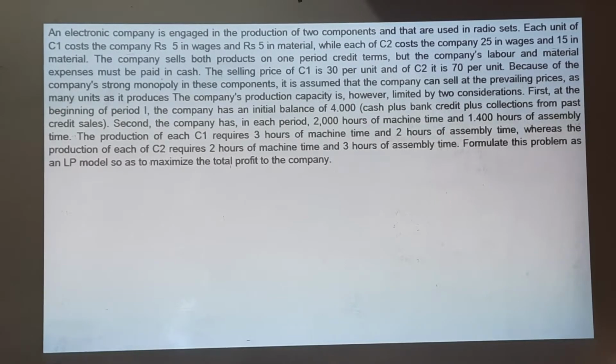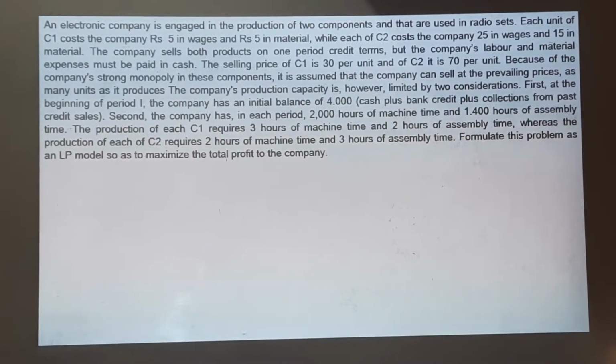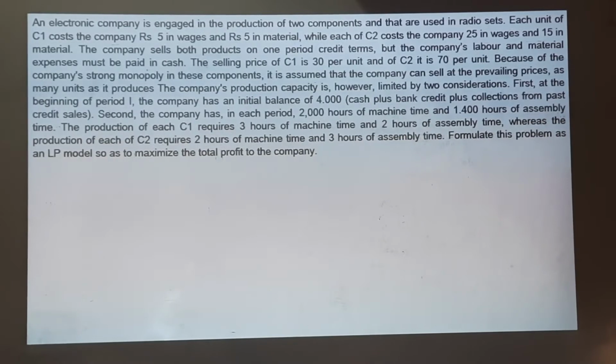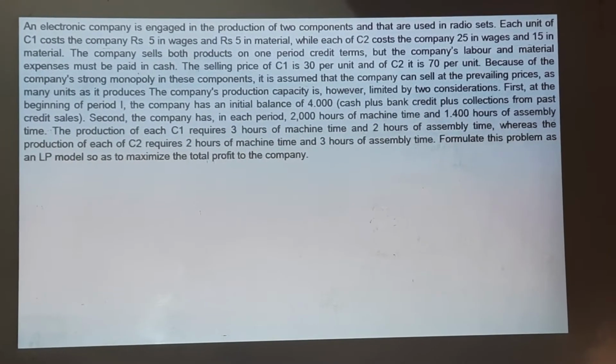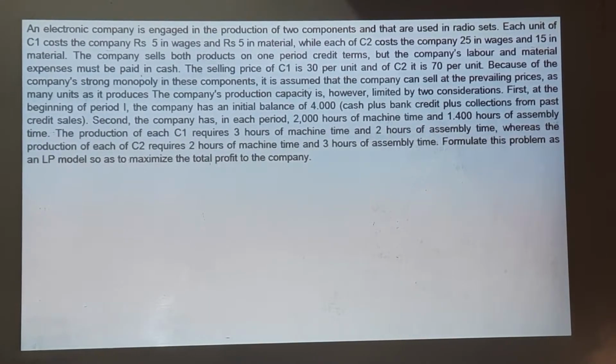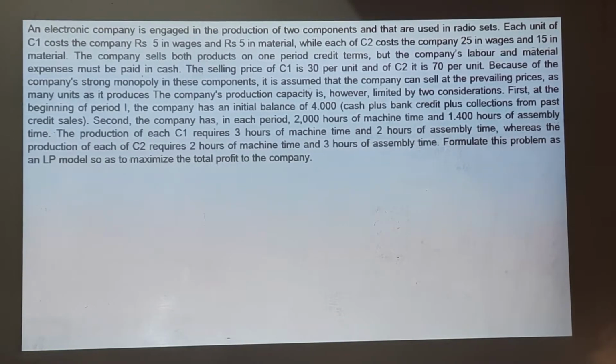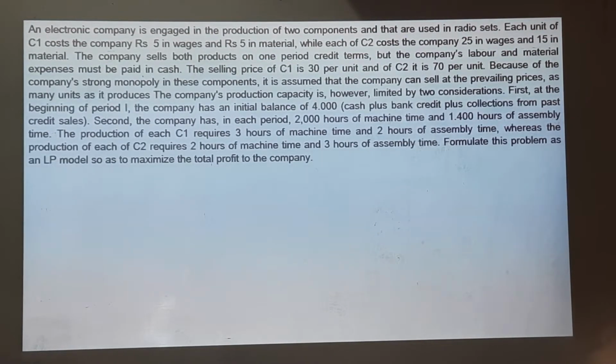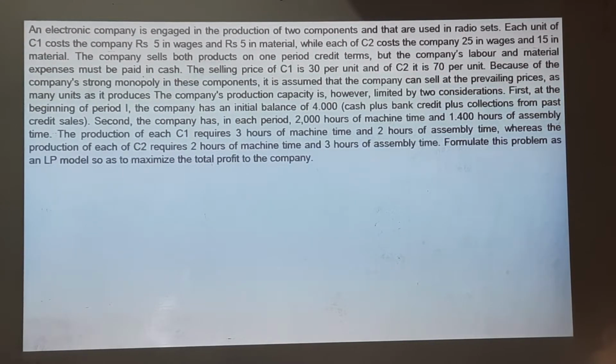The company sells both the products on one period credit terms, but the company's labor and material expenses must be paid in cash. The selling price of C1 is 30 per unit and of C2 is 70 per unit. Because of the company's strong monopoly in these components, it is assumed that the company can sell at the prevailing prices as many units as it produces. The company's production capacity is, however, limited by two considerations.